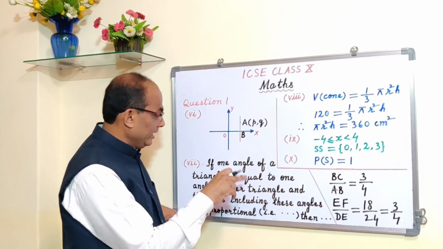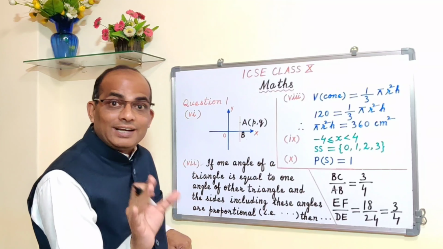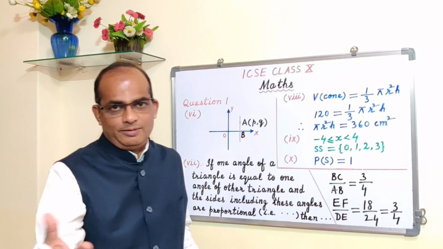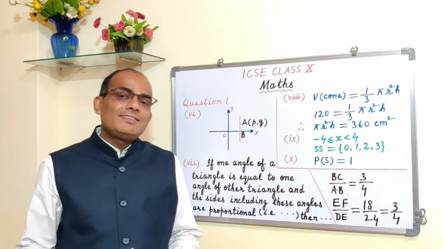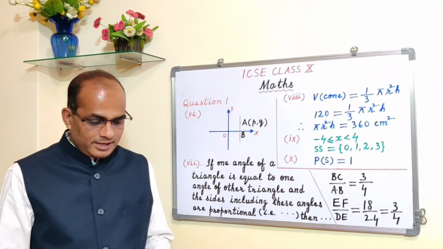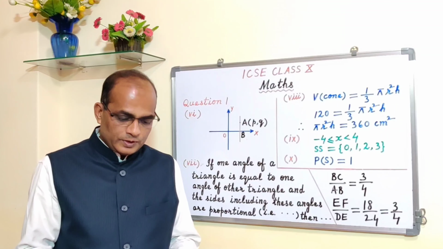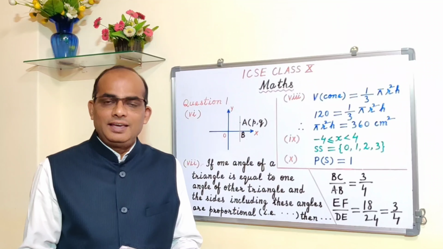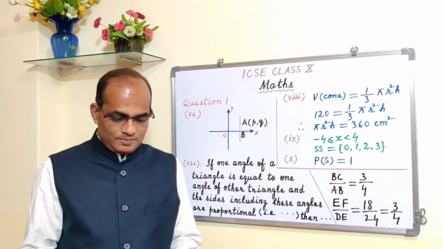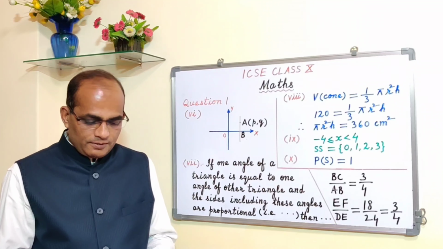One angle of a triangle is equal to one angle of the other triangle, and the sides including these angles are in proportion, that is, they are in the same ratio. So BC upon AB is 3 upon 4 and EF upon DE is also 3 upon 4. They are in the same ratio. Therefore, by the SAS test of similarity, the two triangles are similar triangles. Be clear about similarity and congruency. So the answer is SAS test of similarity or SAS axiom of similarity. Option B is correct. Fine.